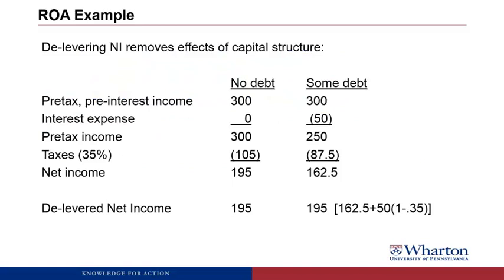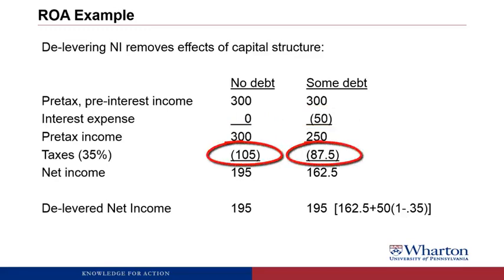So here's the example of why we need to de-lever net income to calculate ROA. Let's say we have two companies, one that has no debt and one that has some debt. They both have the same pre-tax, pre-interest income of 300. That's EBIT, earnings before interest and taxes. So it looks like they have identical operating performance at this point. The company with no debt obviously has no interest expense, so their pre-tax income is 300. The company that has some debt has some interest expense, a fairly high one in this case, and that reduces their pre-tax income to 250. Then taxes are 35% of pre-tax income.